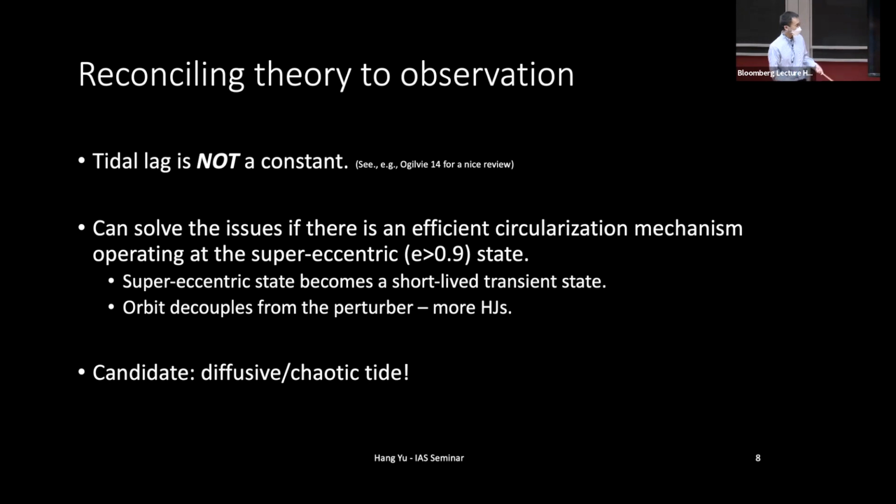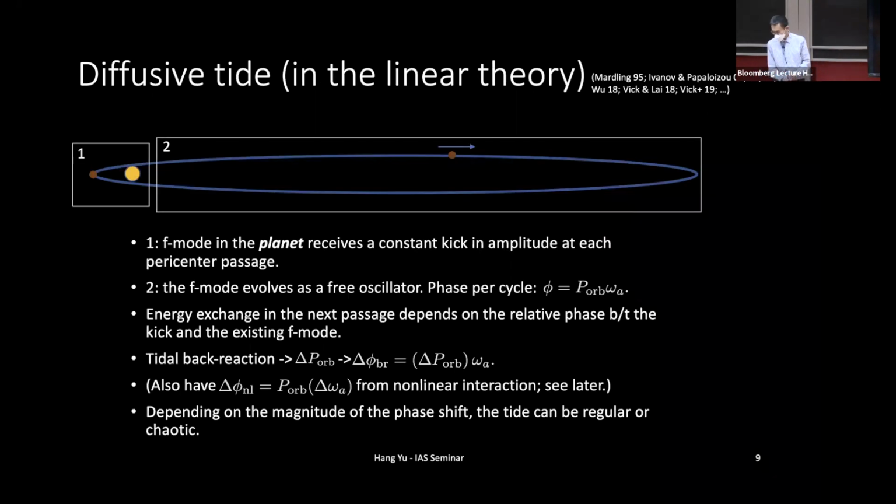But luckily, we do have such a mechanism, and this mechanism is known as the diffusive tide, or some people also call it the chaotic tide. So let me give you a brief introduction of how the diffusive tide works under the linear theory. So here we have a planet on a highly eccentric orbit. At each pericenter passage, the f-mode inside the planet receives a tidal kick from the host star, and this kick turns out to be a constant in amplitude.